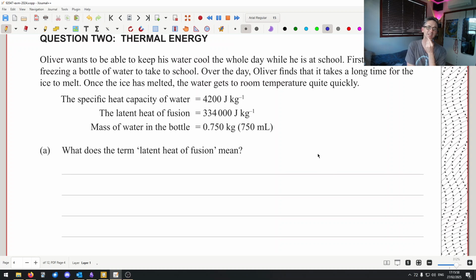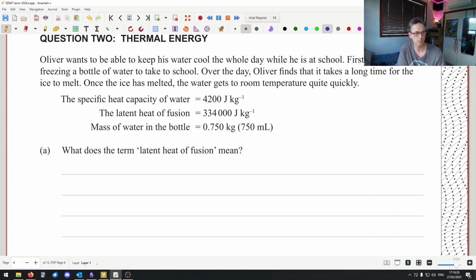We're given the specific heat capacity of water, and so that's the amount of energy required to heat up water. Then you've got the latent heat of fusion. So latent heat of fusion is one of the questions. It's question A. And we've got the mass of the water in the bottle as being 750 milliliters, which is pretty much 0.75 kg or 750 grams.